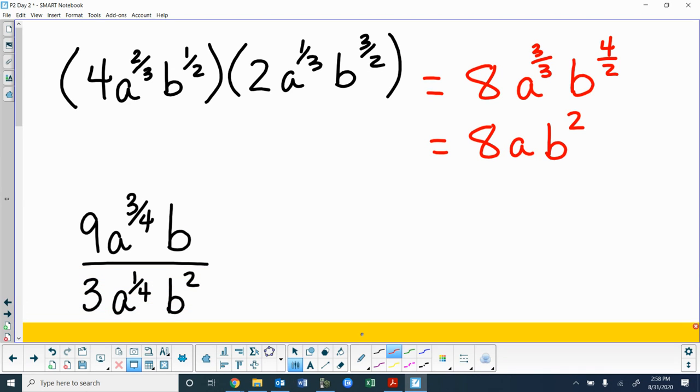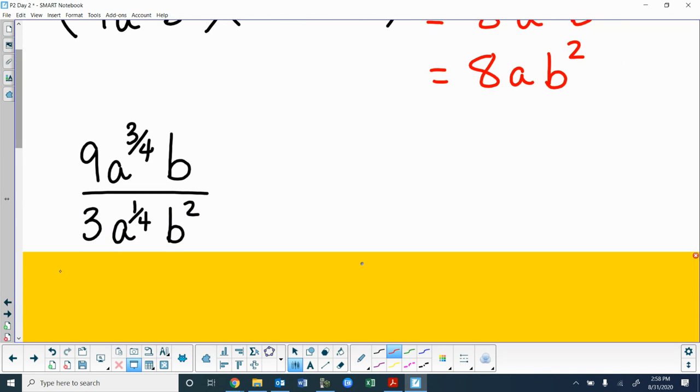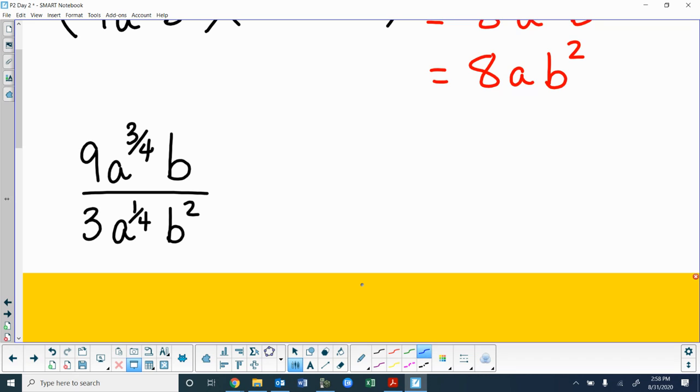This next one's a division problem. Same rules as yesterday. So we're going to see what goes into 9 and 3, which would be 3. So 9 divided by 3 would be 3 for that coefficient in the numerator, and 3 divided by 3 would be 1. You don't have to put the 1, but I'll go ahead and put the 1. And then what we did yesterday was we looked at the higher exponent. 3/4 is higher than 1/4. So the a's would stay in the top, and we subtract 3/4 minus 1/4 would be 2/4.